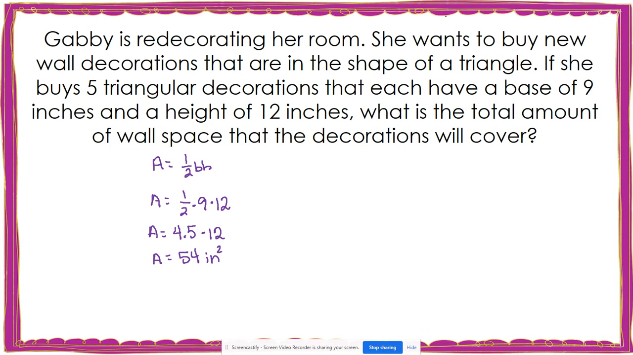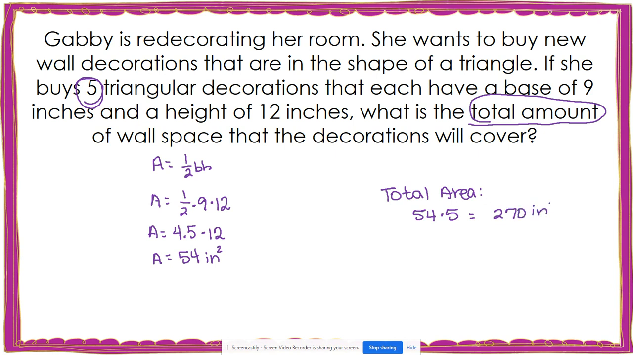Now we have to be careful because she is going to buy 5 of these, and we want to know the total amount of space that all of the decorations are going to cover. So if each decoration has an area of 54, then the total area is going to be 54 times 5. When I multiply 54 times 5, I get 270 inches squared.